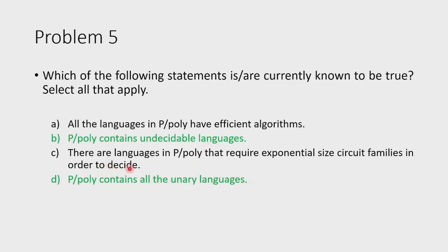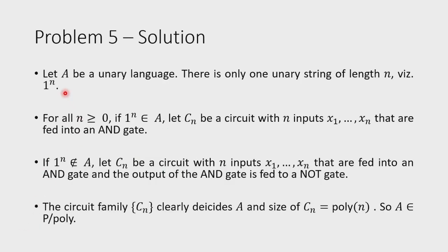Now you might have seen this in class, but let's quickly go over the proof again. Actually, I did not understand why, while proving that unary languages are in P/Poly, we use the AND gate. Okay, so basically, if A is a unary language, there is only one unary string of length n, right? It's 1 to the n.